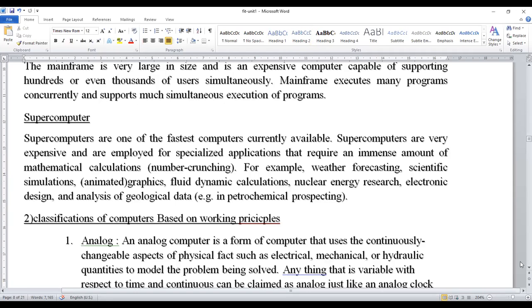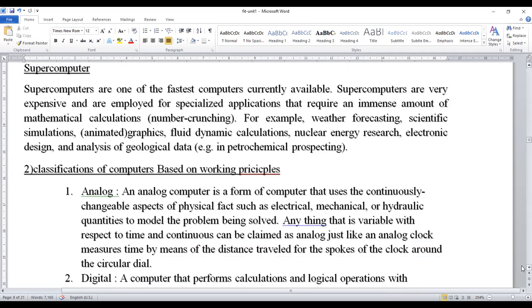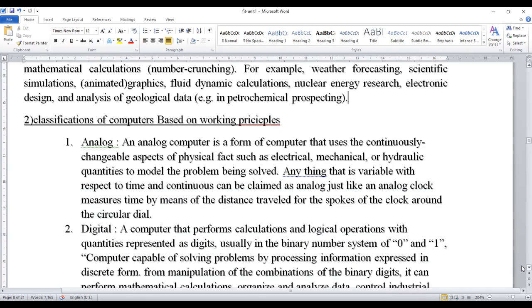Petrochemical prospecting, geological data, animated graphics, for all that we require these supercomputers, for taking the pictures of planets and finding out the distance of different planets. The calculations, everything, we require these supercomputers. Forecasting and all this. So, classification of computers based on working principles.